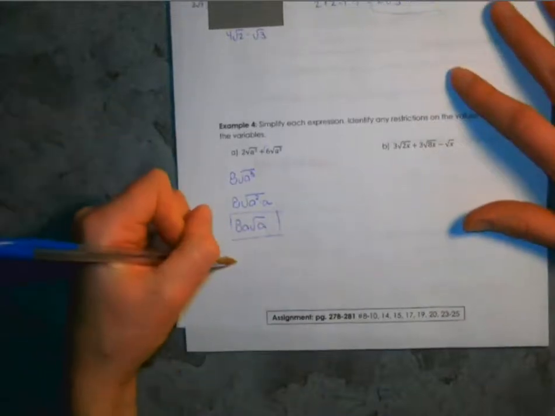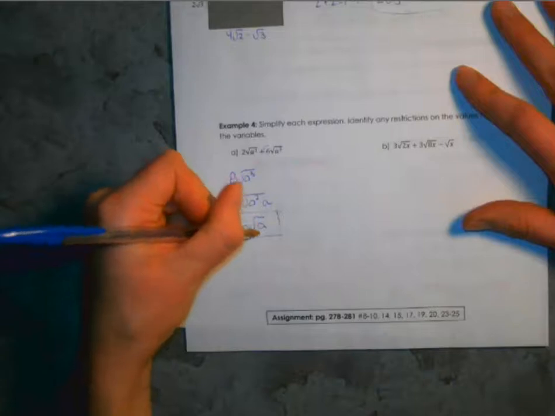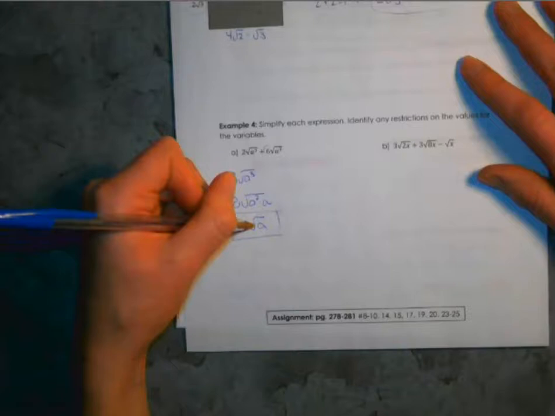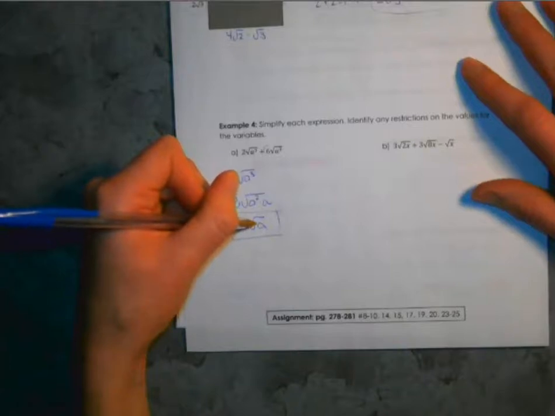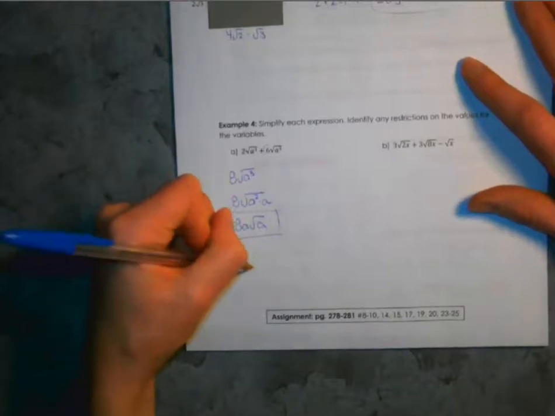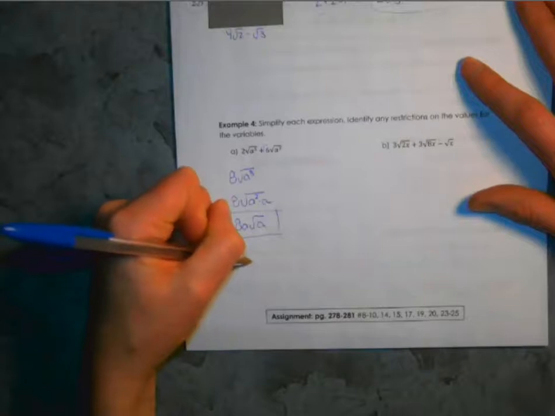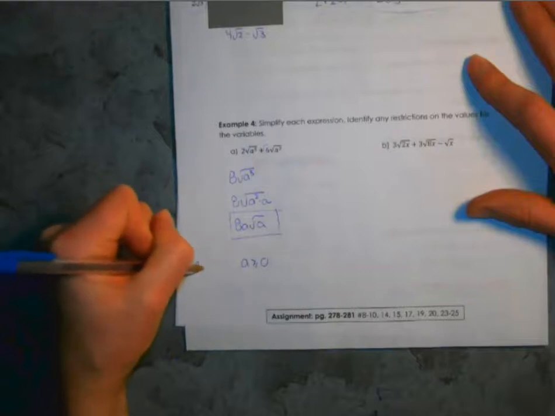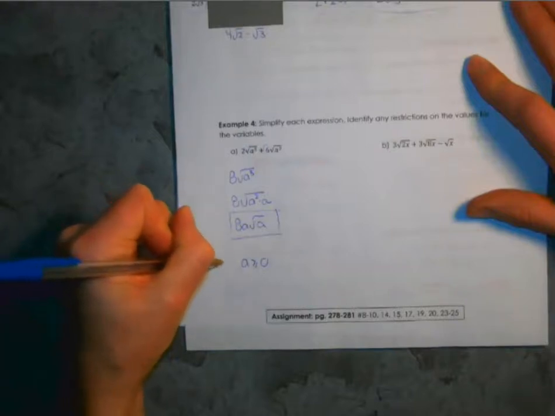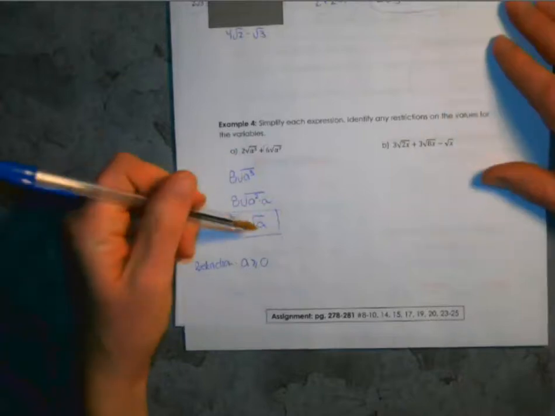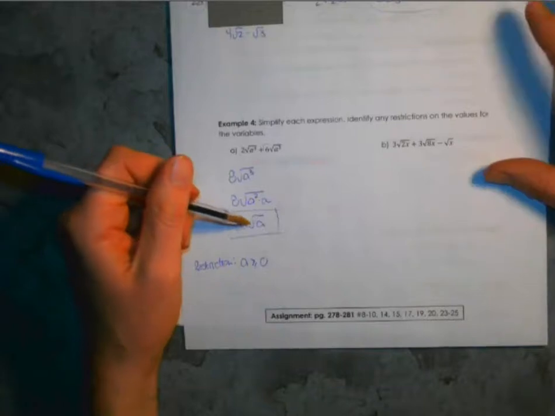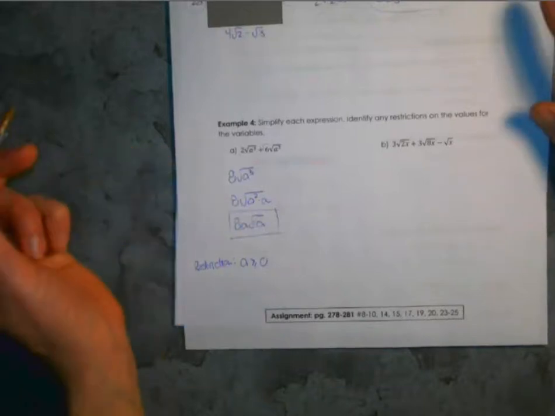Now we need to say, what are any restrictions on this value? Well, this number can't square root to anything less than 0. So basically all we have to say here is a has to be greater than or equal to 0 is our restriction. Because if this number is square rooted, as long as it's above 0, like if it's 0, it'll be square root of 0, which is 0. If it's anything above it, it'll still be positive, so that's good.